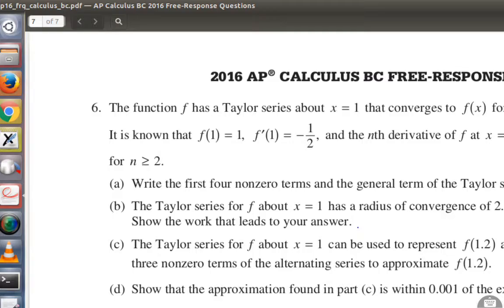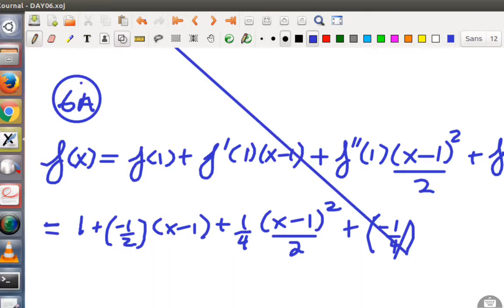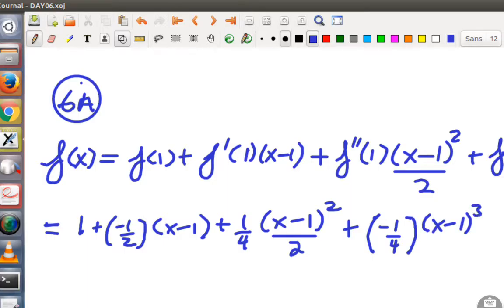So plus a negative 1/4 times, I'm getting used to my stylus here, sorry, hang on. Times x minus 1 cubed over 3 factorial. Okay.